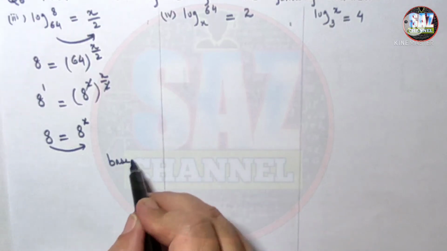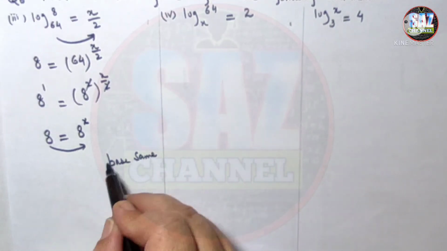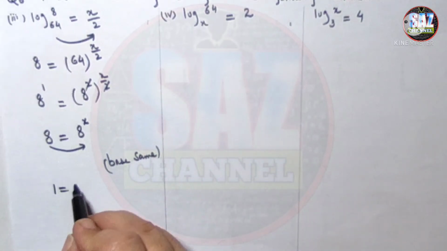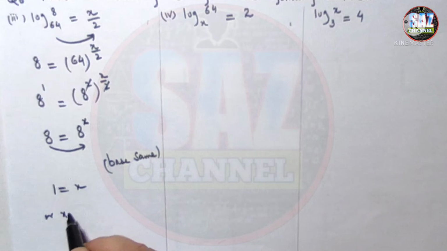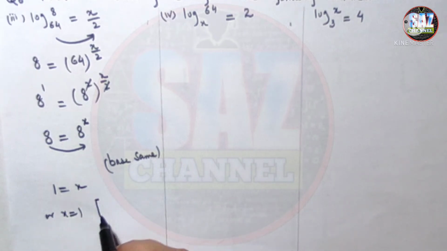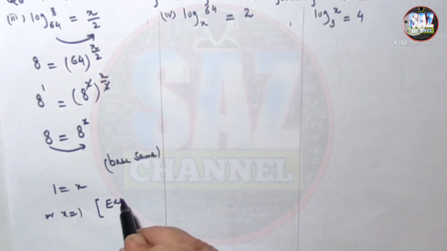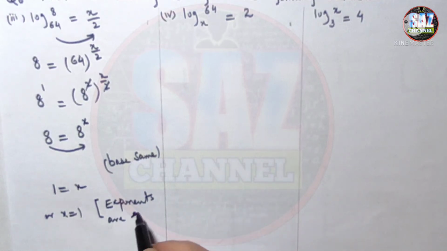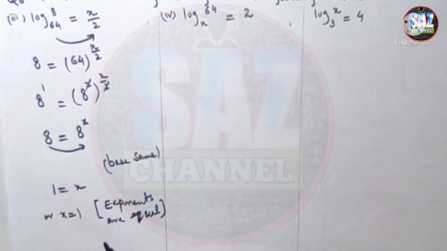Same base, so exponents can be equated. So 1 equals x, or x equals 1. Exponents are equal. You must support your working with small statements so that the examiner can understand your message easily.